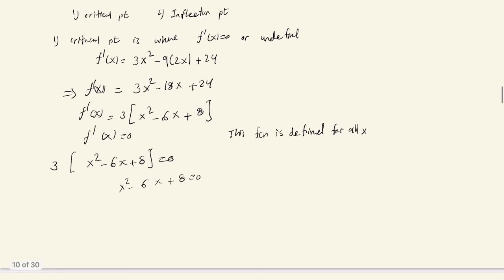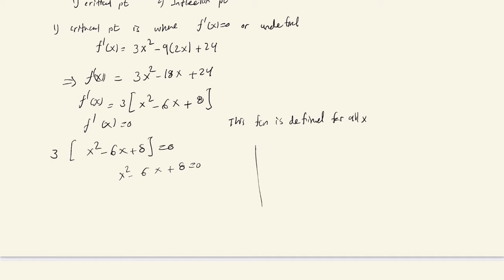Now we need to factor this expression. So I want to find two numbers. If I multiply these two numbers, that will result in the number 8. Then if I add these two numbers, it will result in minus 6, which is the middle term. So these two numbers are going to be minus 2 and minus 4. Multiply both of them, it's going to be 8, and if I add them, it's going to be minus 6.